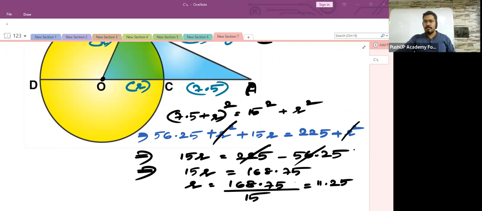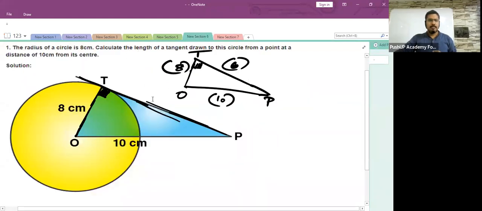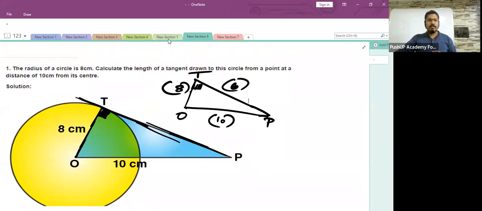So can we use the second property for this sum? No, man. The first, second, and the third property. What was the second property? The tangents from an external point to the circle are equal in length.